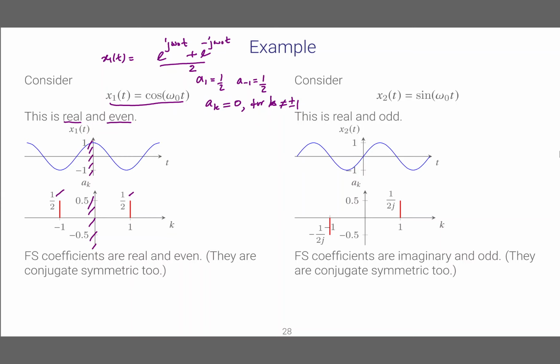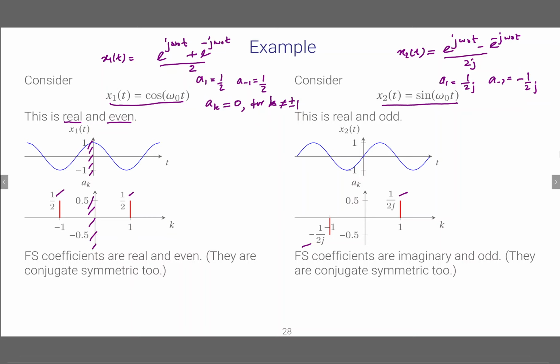Now let's consider sine omega naught t. For this, you know that x2(t) is equal to e to the power of j omega naught t minus e to the power of minus j omega naught t, divided by 2j. Therefore a1 is equal to 1 over 2j, and a minus 1 is equal to minus 1 over 2j. So we have plotted them right here. Actually we need the magnitude and the phase to plot them, but for convenience we are plotting it like that, indicating the j part also as the magnitude.